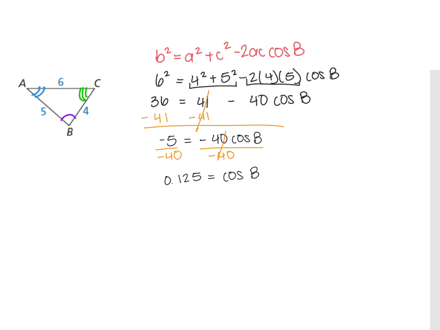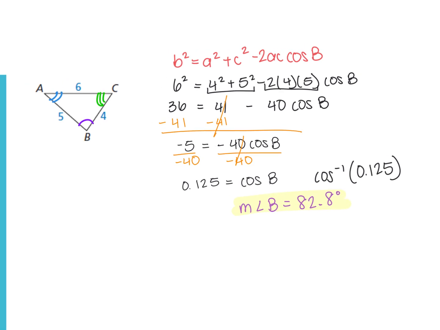We should now know what to do at this point. How do I solve for angle B? Good, I have to use the inverse. So I'm going to have cosine inverse of 0.125. If you plug it in correctly, who could tell me what is the measure of angle B? 82.8 degrees. Okay, 82.8 degrees.